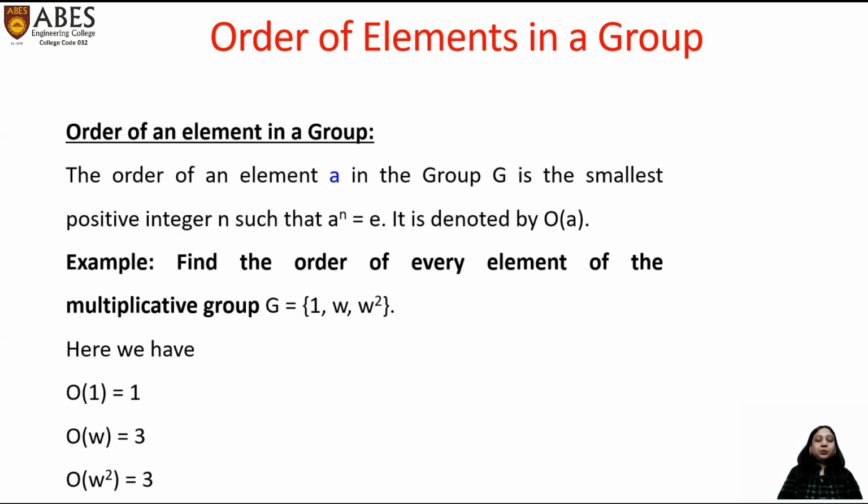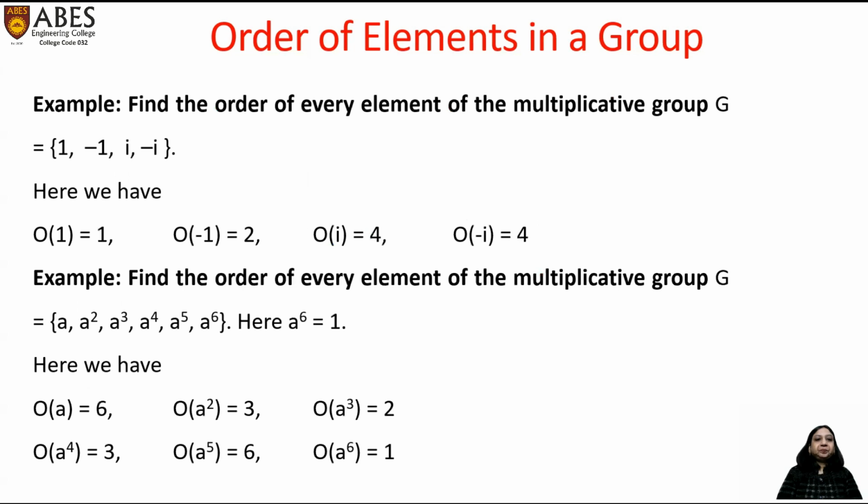Order of 1 will be 1 because 1 to the power 1 will be 1. Order of omega will be 3 because we know that omega cube is 1. So we are getting the identity element when the power of omega is 3, so that power will be the order of the element. Similarly, order of omega square will be 3 because 3 into 2 will be 6, and if omega cube is 1, then omega to the power 6 will also be 1.